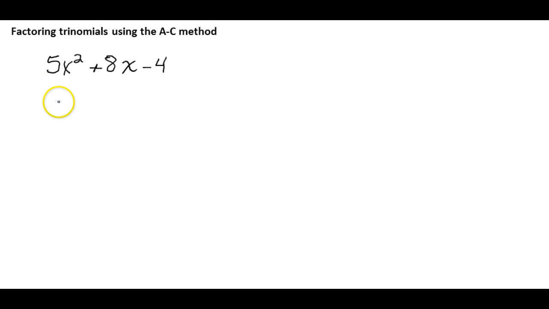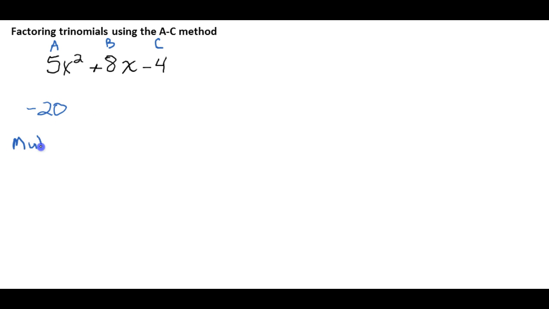Alright, here's a very fast refresher on using the AC method. The reason it's called factoring by the AC method is that a trinomial is labeled: the coefficient of the leading term is A, the middle term is B, and the ending constant term is C. So in the AC method, step one is you multiply your A term times your C term, and we're going to get negative 20.